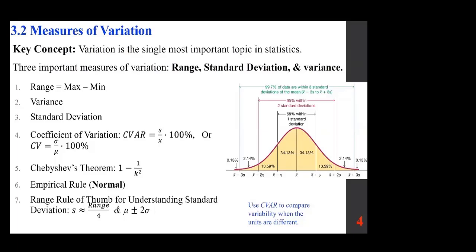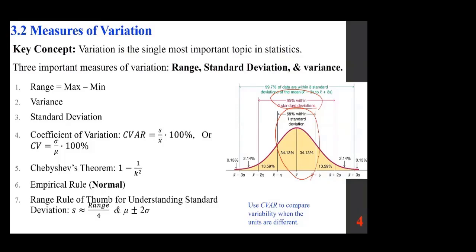Empirical rule, or the normal distribution, is referring to the picture on the right side. If you start with the mean and you go one standard deviation away, it covers 68% of the data. If you start from the mean and you go 2 standard deviations away, it covers 95%. And if you go 3 standard deviations away, it covers almost everything, 99.7%.